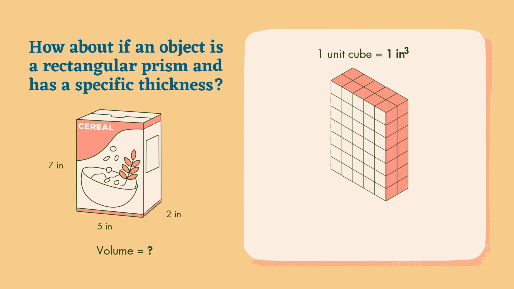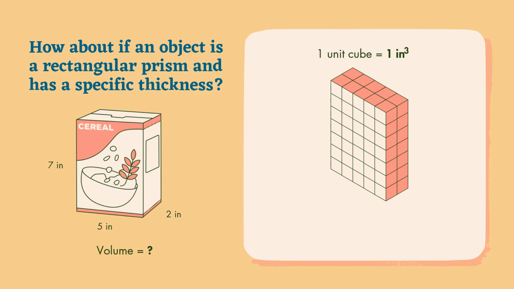We have 2 ways of finding the volume. One is to count the smaller cubes, and the other is to use the formula for the volume of a rectangular prism. For the first one, we're going to count the smaller cubes. There are 70 unit cubes. Therefore, the box volume is 70 cubic inches.